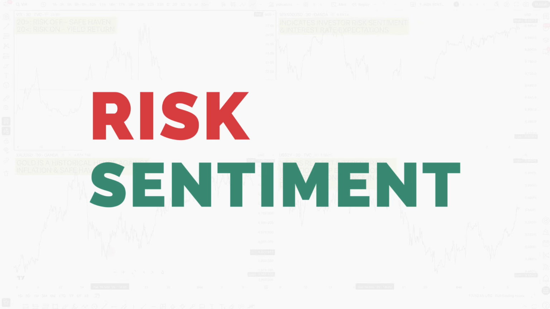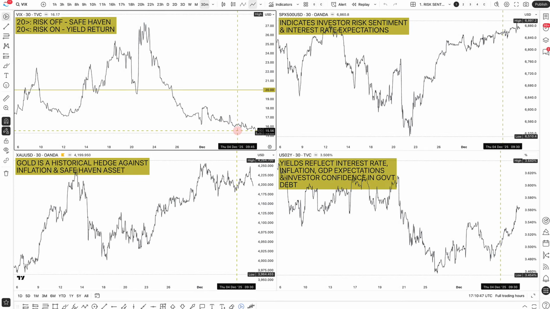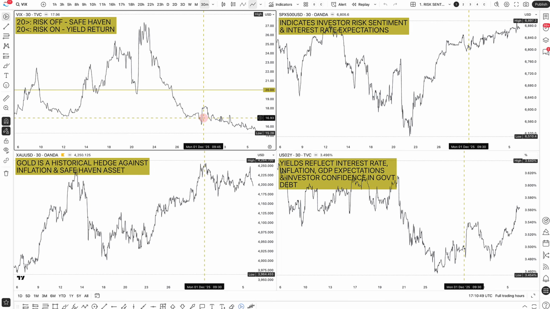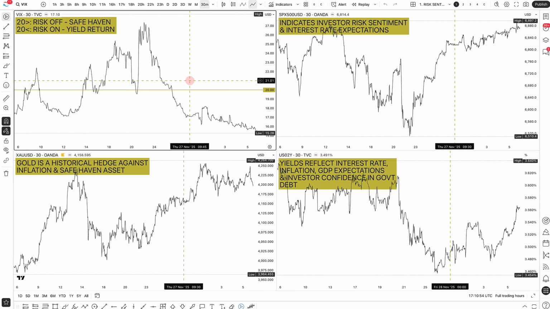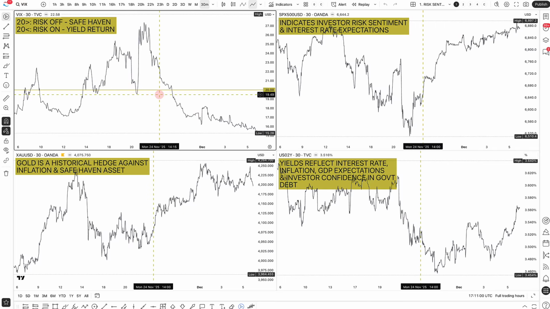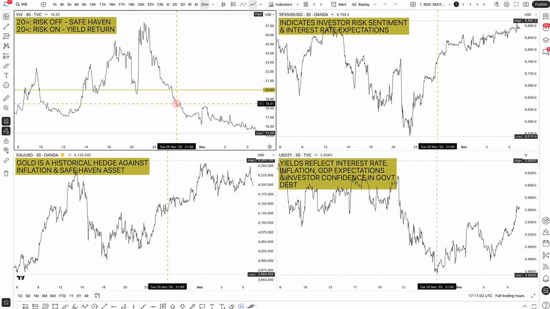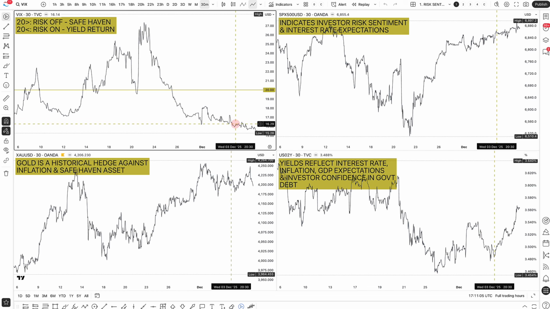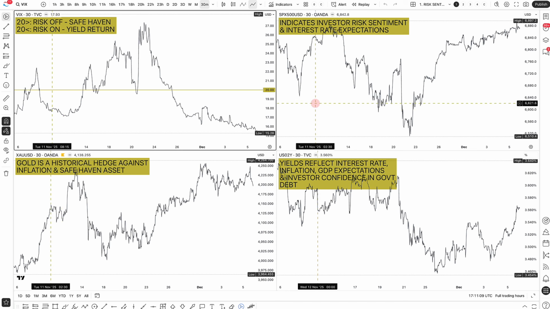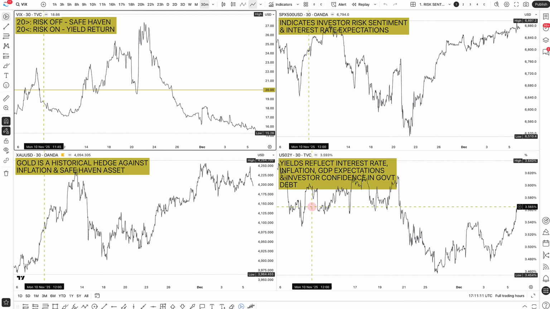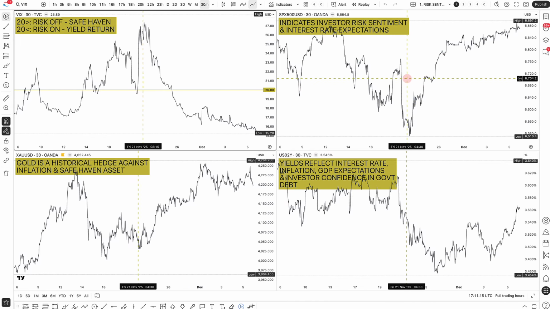And risk sentiment is always important because it really determines where traders' focus is. Risk off is when traders are looking for safe haven plays. Risk on is when they're looking for more yield return strategies. So the VIX, although a volatility index, is also a barometer of risk sentiment alongside the stock market, gold, as well as treasury yields.